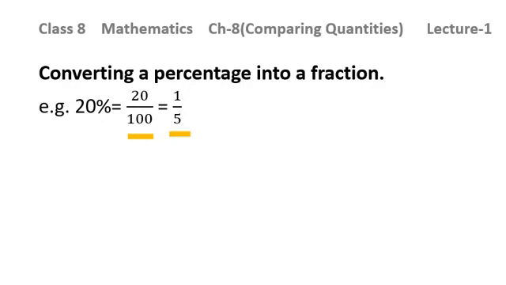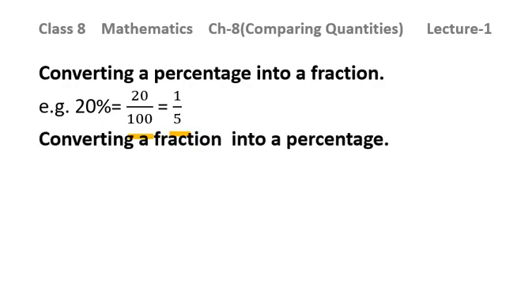So converting a percentage into a fraction is easy. First of all, using the percent sign, write 100 as the denominator. It will be 20 over 100, that will be equal to 1 over 5. This is the fraction.